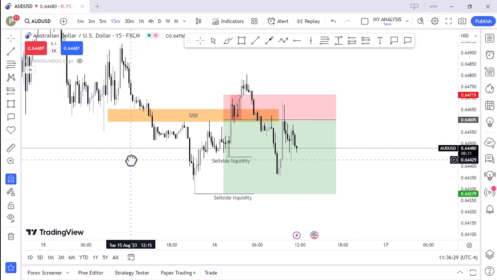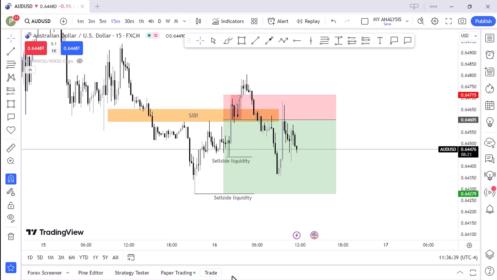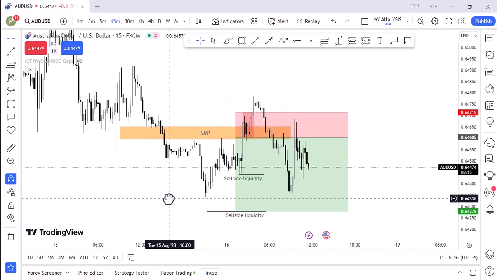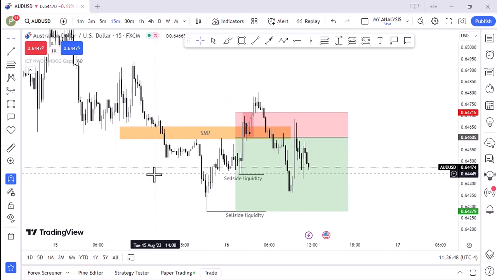Update on the Aussie USD. Right now it's 11:30 New York time. Obviously SA time, my time, is around 5:30. New York time is 11:30. Updates, as you can see, Aussie actually stopped us out before it actually went our way.